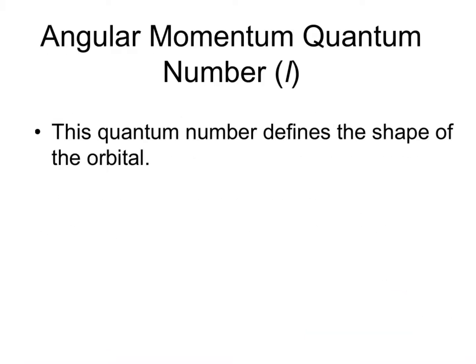Our second quantum number is called the angular momentum quantum number. We use the letter L to represent it. And this is going to define the shape of the orbital. So I'm going to show you 4 different orbital shapes, and each one has a different value for L.